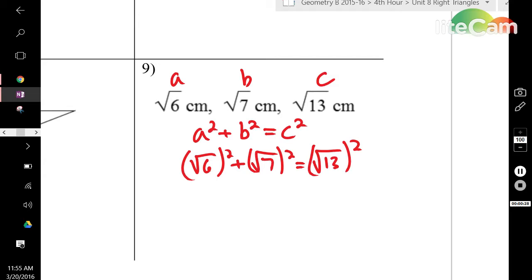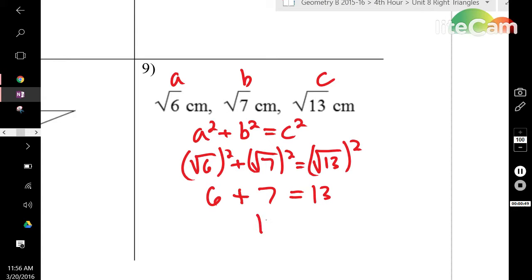It's kind of like multiplying by 2 and then dividing by 2, because they're inverses of each other. They kind of cancel out in a way. So the square root of 6 squared is just 6. Square root of 7 squared is just 7. Square root of 13 squared is just 13.